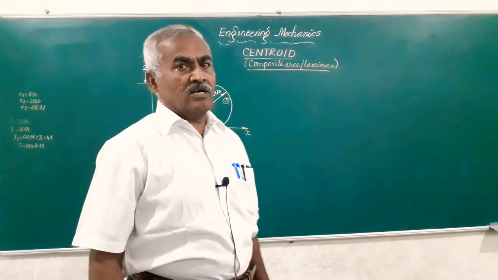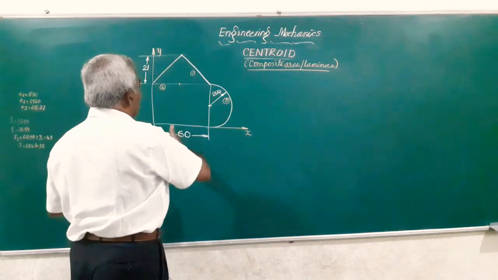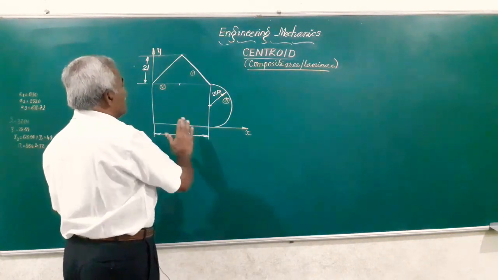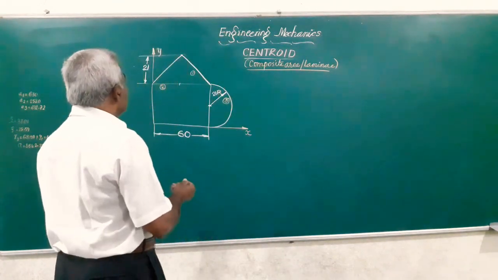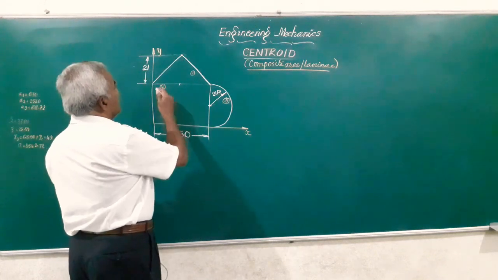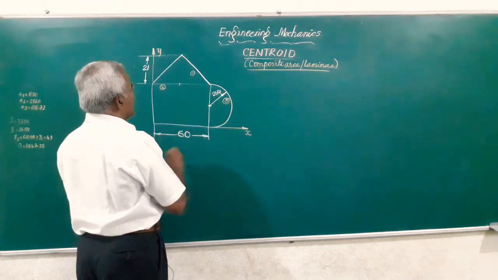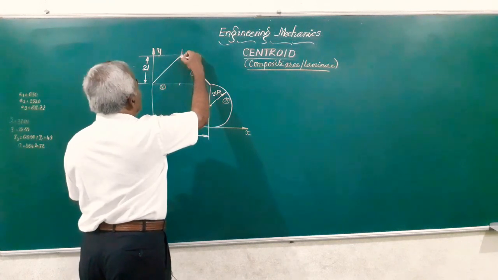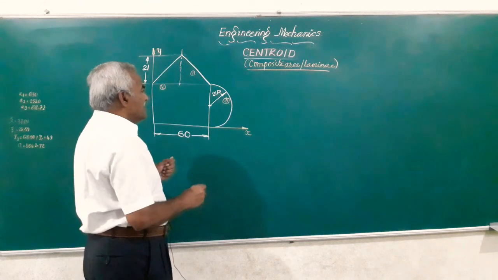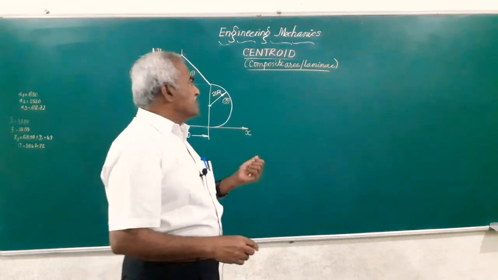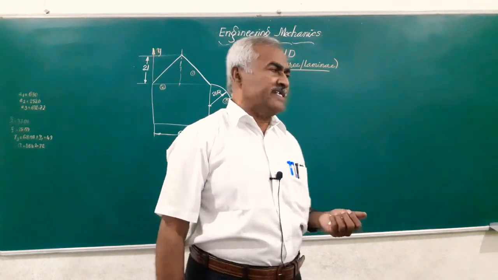Friends, in today's video, we are going to learn how to find out the centroid of a composite section or a composite area. Means, for this given figure, let's see how to find out x bar and y bar, that is the centroid of the figure. Friends, you can see here, this figure is made up of a triangle, a rectangle and a semicircle. And if you are able to find out the centroid of each of these individual figures, then it is very easy to compute the centroid of the whole composite area.